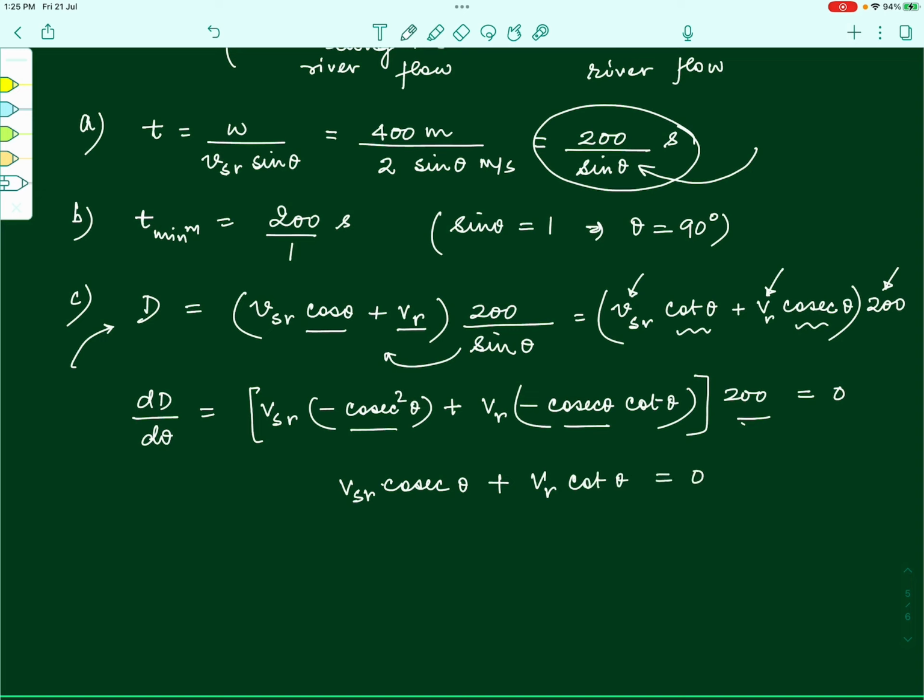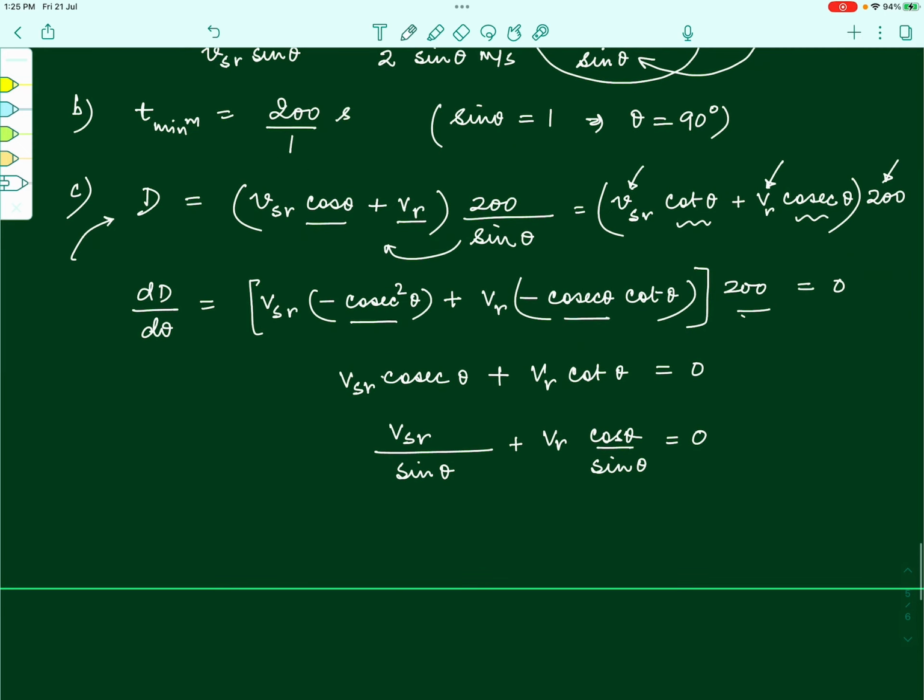Now, we can simplify this expression to get our answer. See that cosecant theta can be written as 1 by sin theta. So, this will become this plus VR cot theta, which is cos theta by sin theta. So, once again we can take sin theta common out of the two terms, and that can also be taken on the other side, so that we will be left with VSR plus VR cos theta is equal to 0 as our final expression, and this will give us cos theta is equal to minus VSR by VR, isn't it?